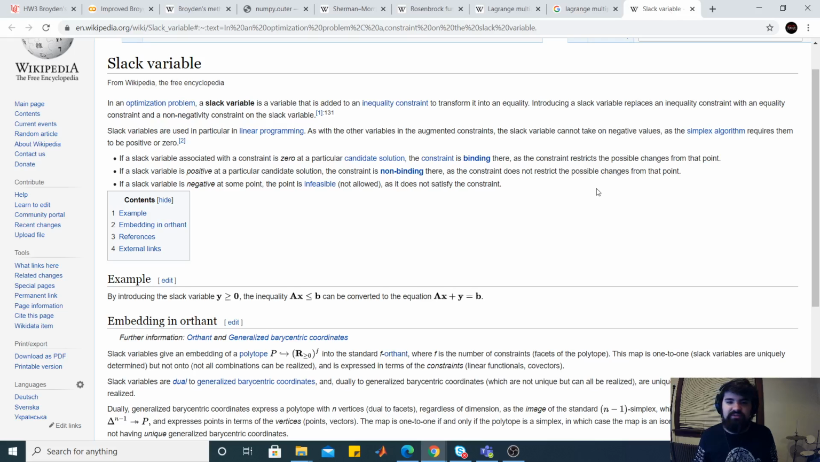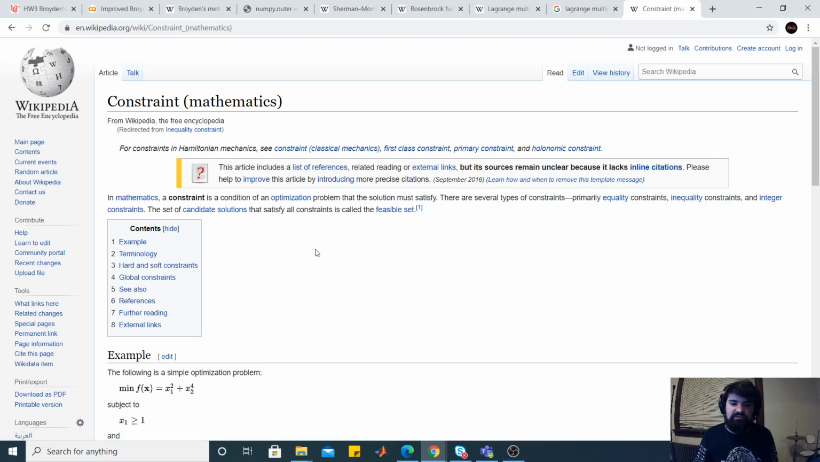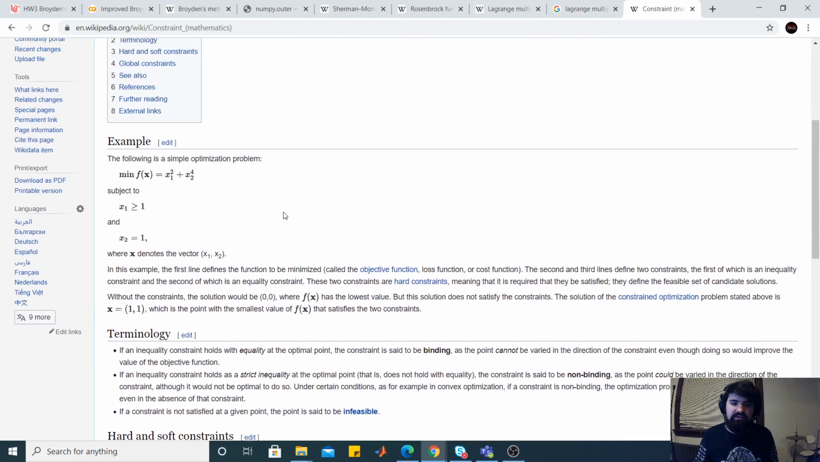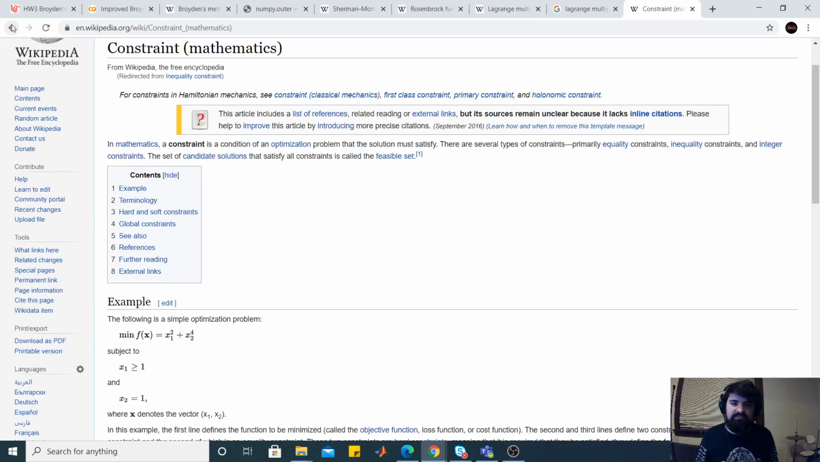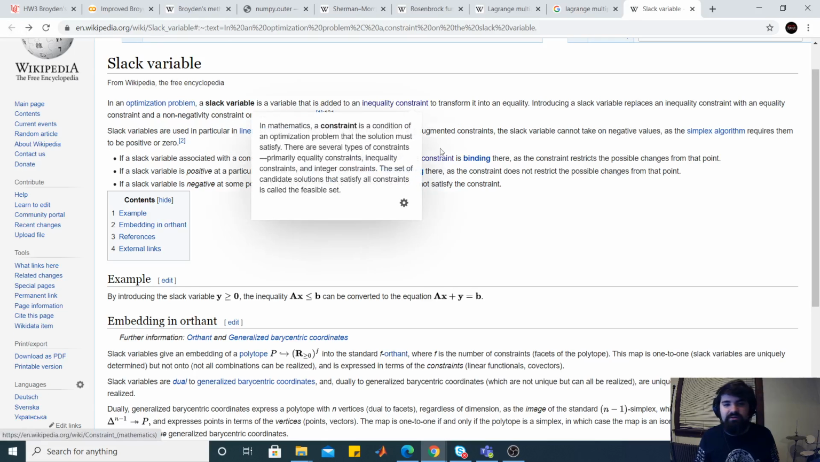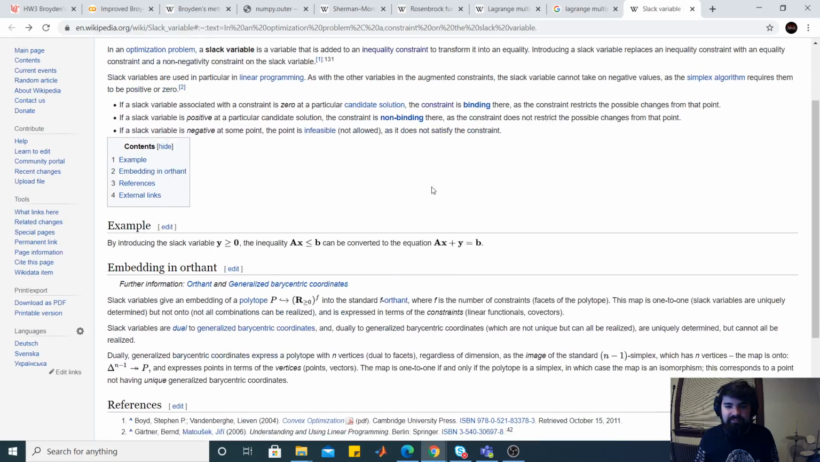And then for slack variables, it is essentially a way to implement an inequality constraint. But it's a fairly simple concept. So example here, by introducing the slack variable y, the inequality ax less than b can be converted to ax plus y equals b.